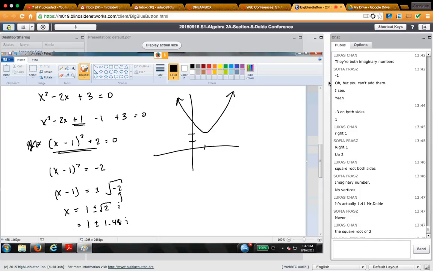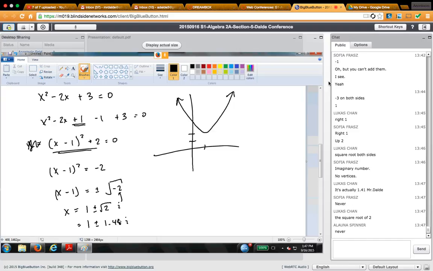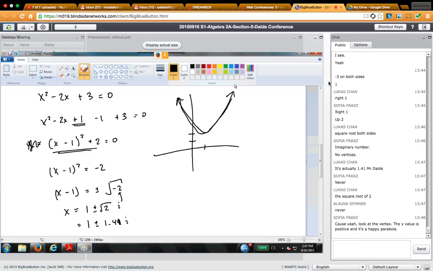Sophia's saying it never crosses. It never crosses the x-axis. It comes down and is like, psych, and then just bounces back up, and it will never get there. Which is why we have an imaginary number. Does that make sense to you? Does this make sense as to what's going on here? So when I have an imaginary number, if I ask you, well, when does this thing cross? Then you say it never does.